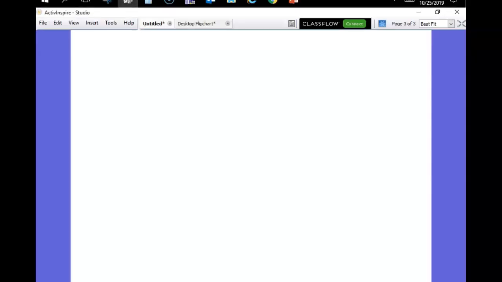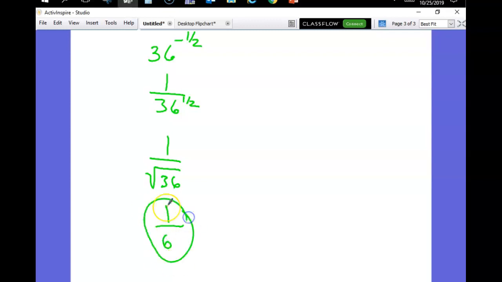So for number 1, we have 36 to the negative half. Step 1, reciprocal with a positive power. That's the negative exponent rule. Step 2, change it to radical form. Step 3, we can honestly just do that square root mentally and get 1/6. Okay, let's take a look at the next one.